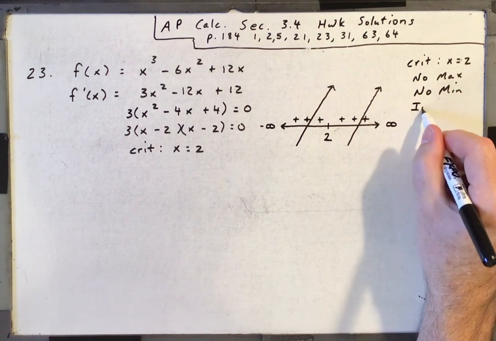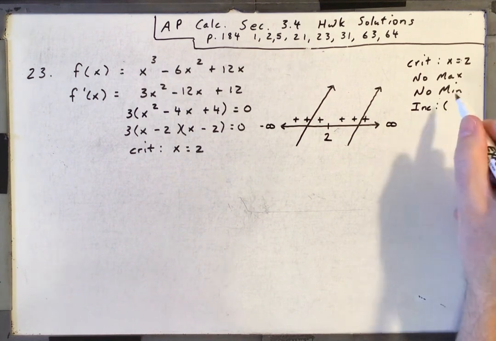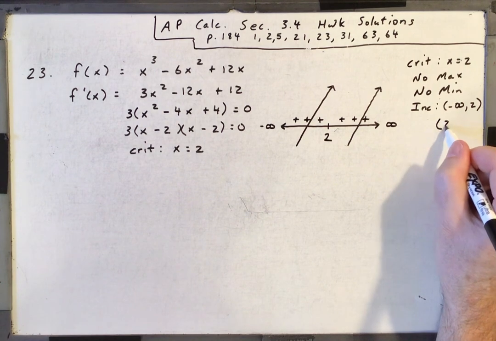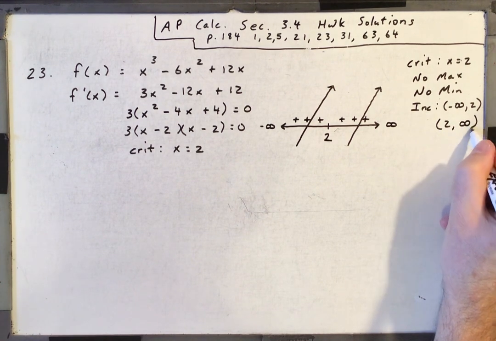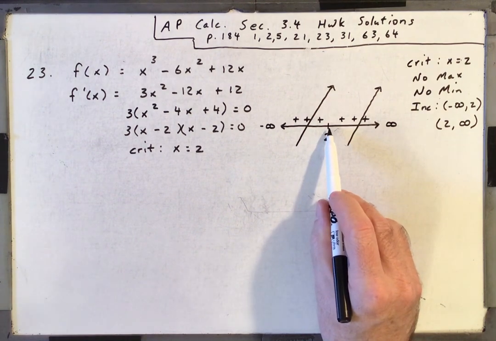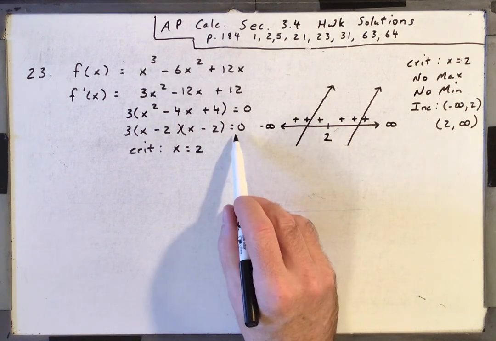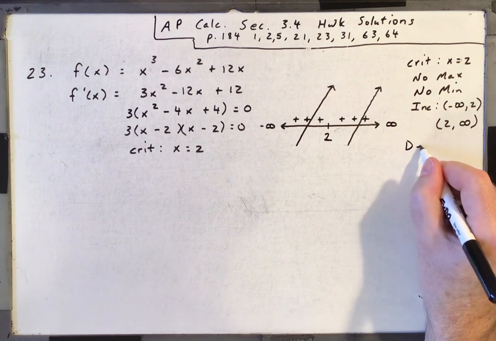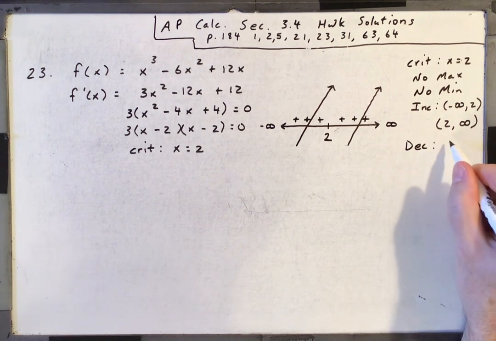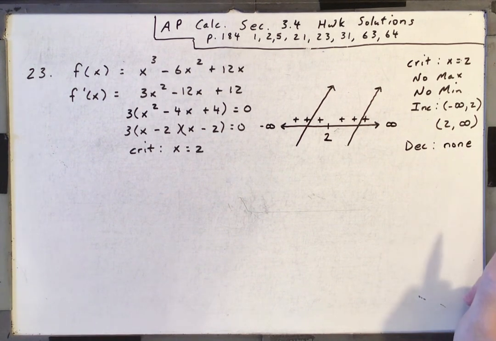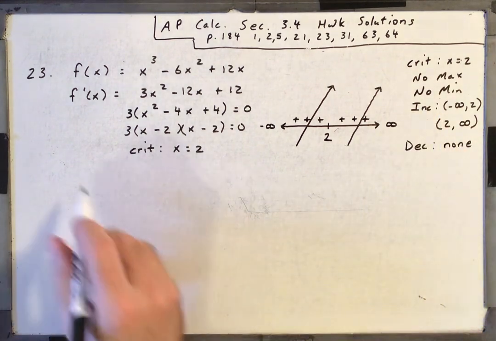We are increasing from negative infinity to 2, and then from 2 to infinity. And the reason that I didn't include the 2 there is because at that point, at 2, the slope of the tangent line is 0. So it's not increasing just at that point. So we have to put it in 2 different parentheses. Decreasing, never decreases. Okay, so we've got a lot of our work done.